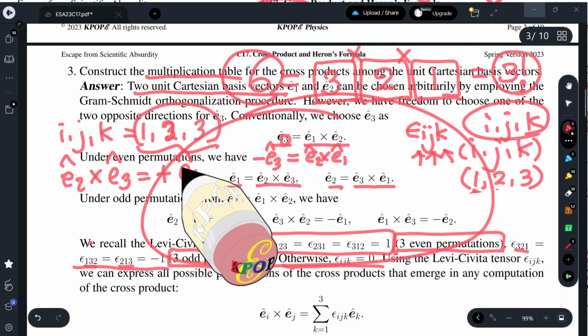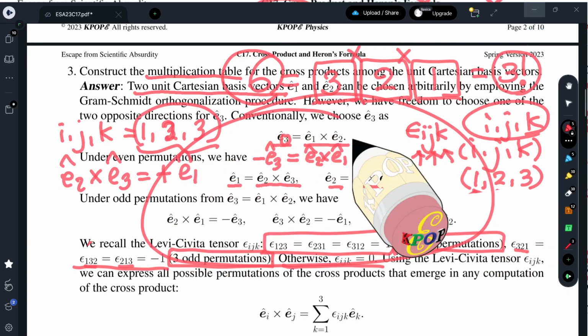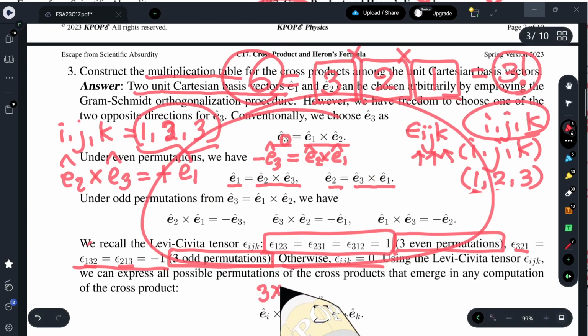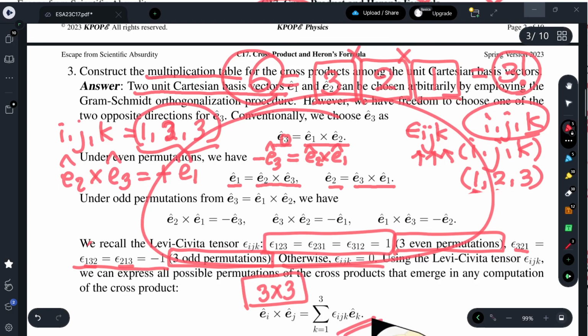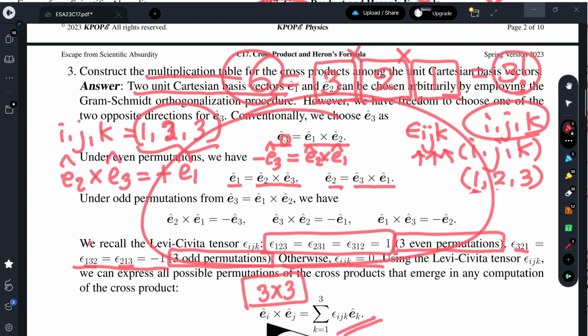To express this multiplication table, actually we have 3 by 3 cases. Among them, it is always expressed as a linear combination of 3 unit vectors, and they are expressed in this manner. And eventually, if I substitute explicit values for ij, then I have only 6 non-vanishing elements in the multiplication table.